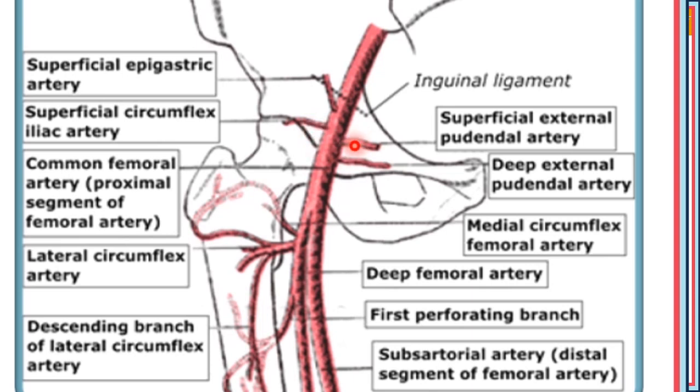Now, for the deep branches, we have 2. We have the profunda femoris artery, and that is the major branch of the femoral artery. That is the big branch here. It is the biggest branch of the femoral artery. And we also have the deep external pudendal artery, which is the artery here.